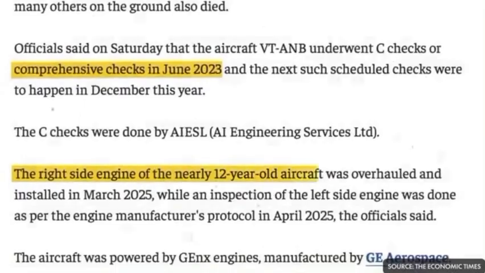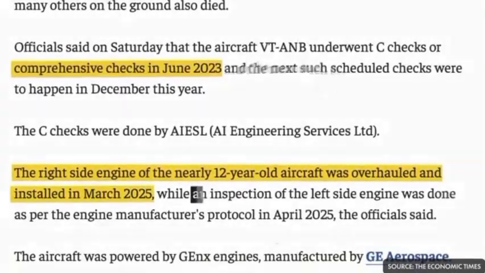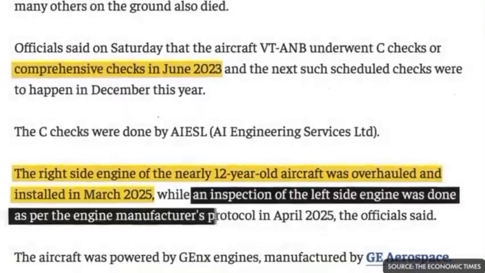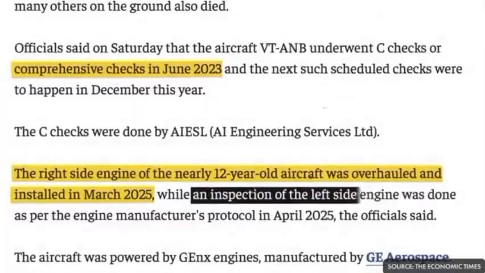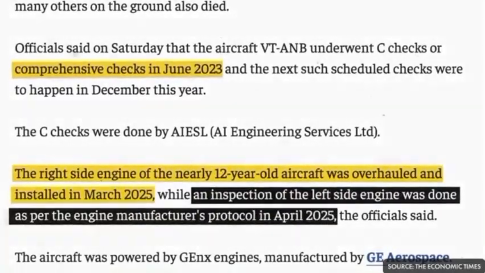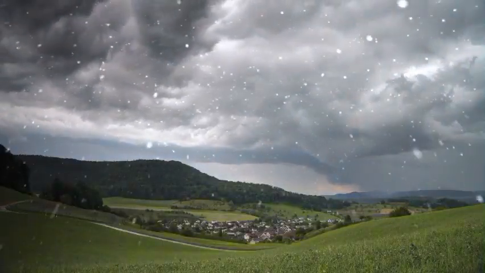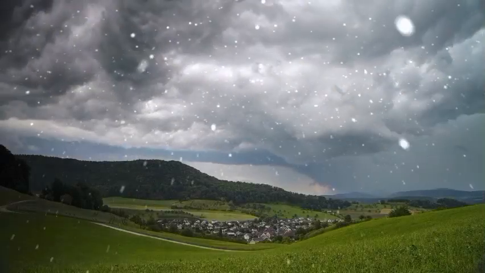The last comprehensive check of this plane was done 2 years ago, in June 2023. And after that, in March 2025, its right engine was repaired. And in April 2025, the left engine was inspected. The next comprehensive check of the plane was to be done in December 2025.